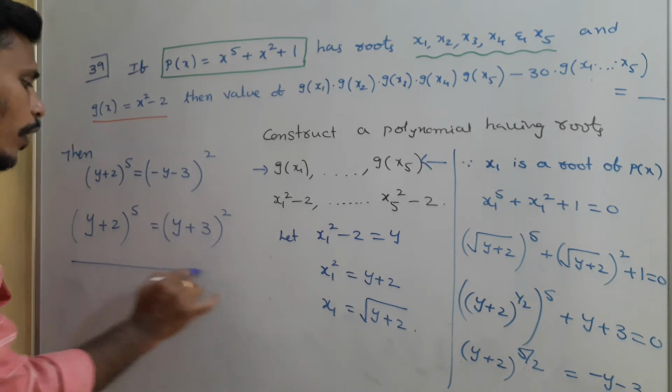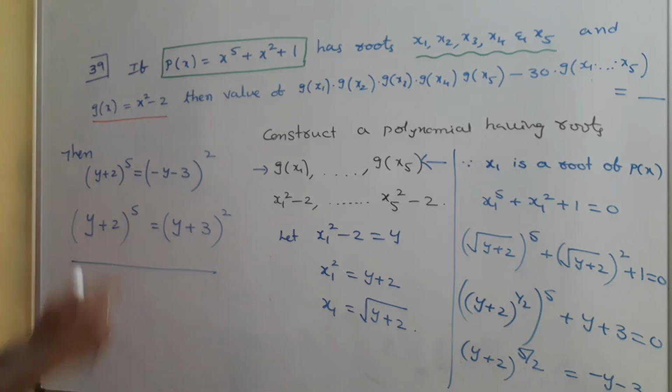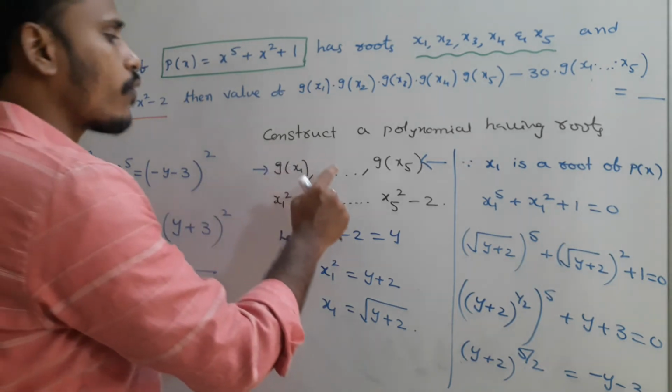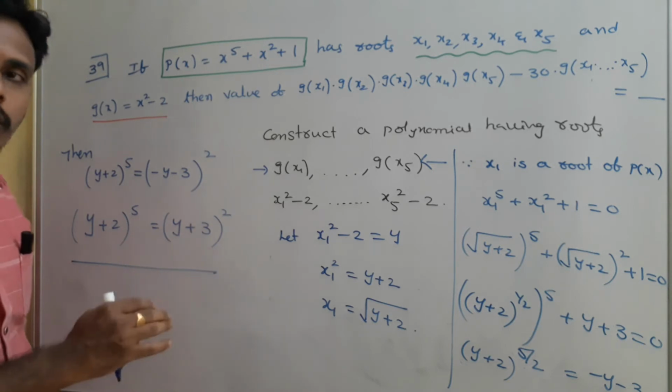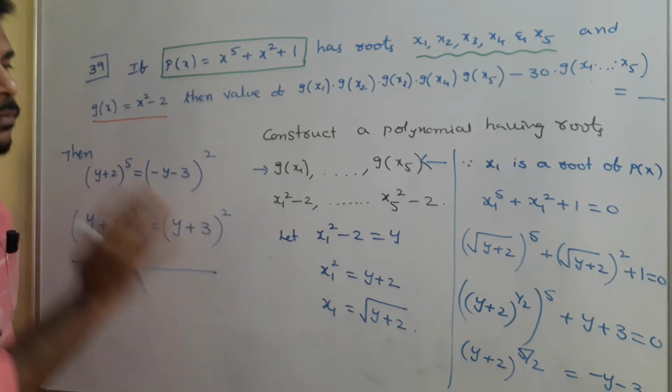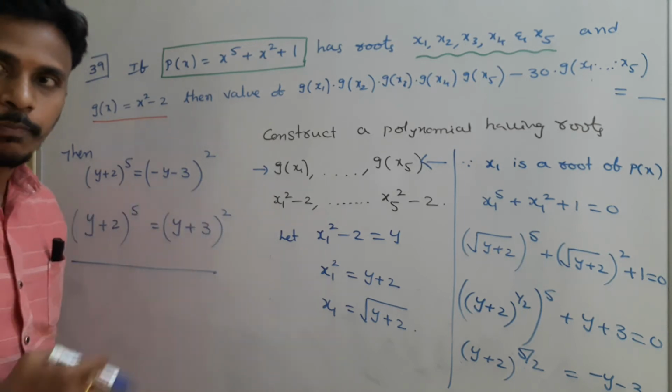Now this is the equation, okay? This is a fifth degree equation, and it has roots g of x1, g of x2 and g of x5. For the space, I will erase all this and then continue. First of all, just follow this part of the problem and then I will give you the other part.